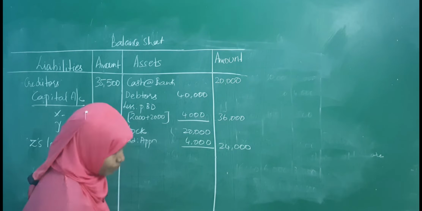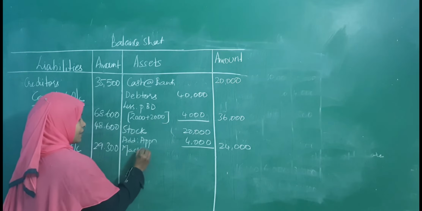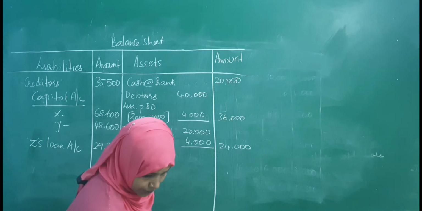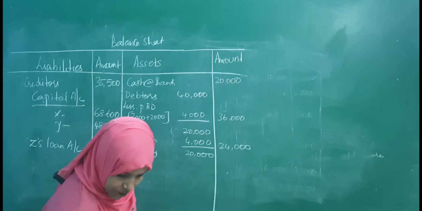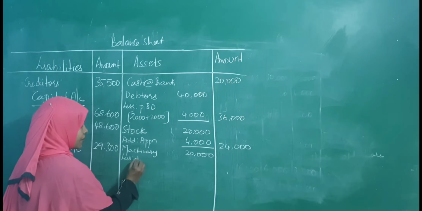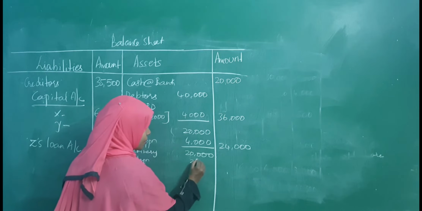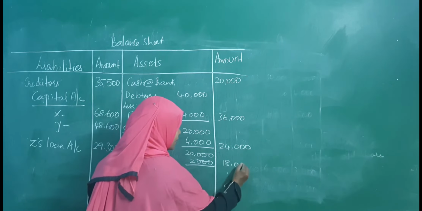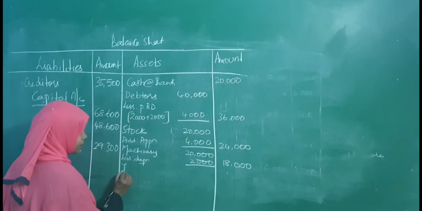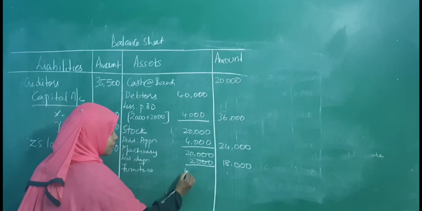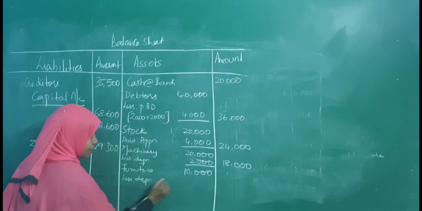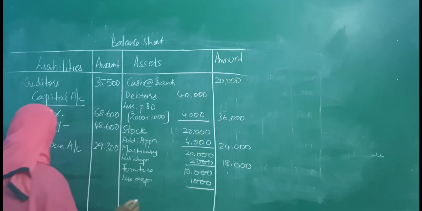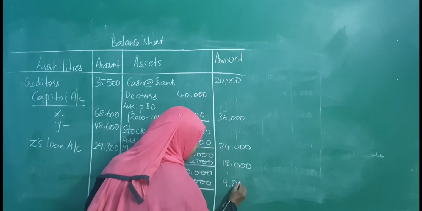Next we have machinery. Machinery is how much? 20,000. What they have given for machinery? Depreciation. Less depreciation, it's 2,000. It comes to 18,000. Next we have furniture. Furniture is 10,000, less depreciation 1,000. It comes to 9,000.